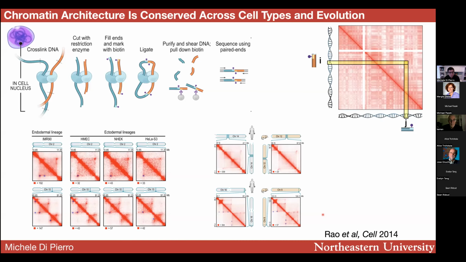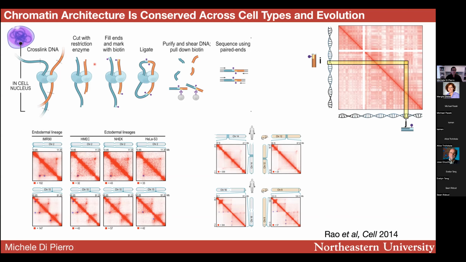So most, or a great part, of what we know about the organization of the genome is due to techniques that have been developed in the past 15, 20 years, which are DNA proximity ligations. In these techniques, DNA is cross-linked. Here we have two strands of DNA, a blue and an orange, and these two strands happen to be in close physical proximity, therefore are cross-linked.